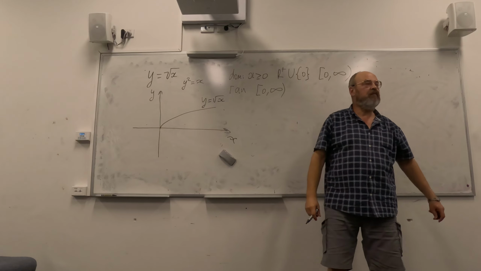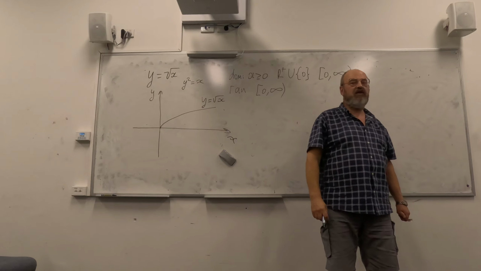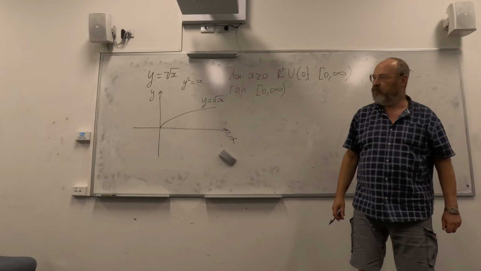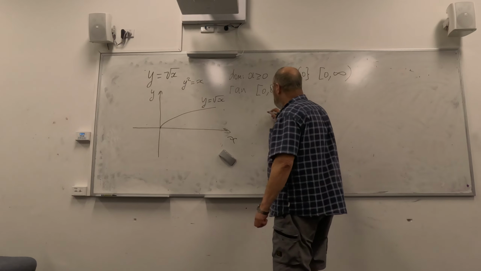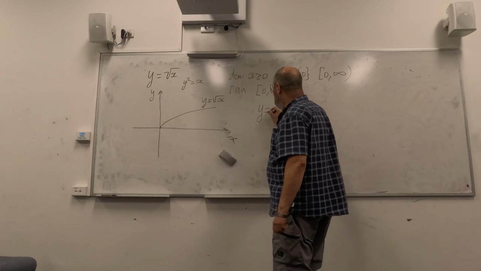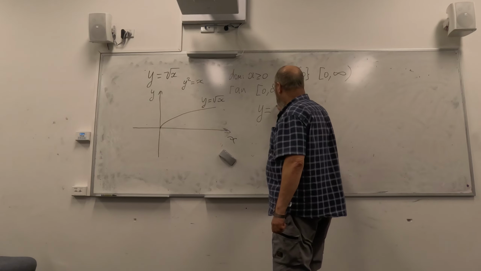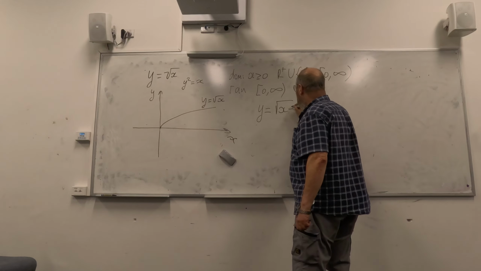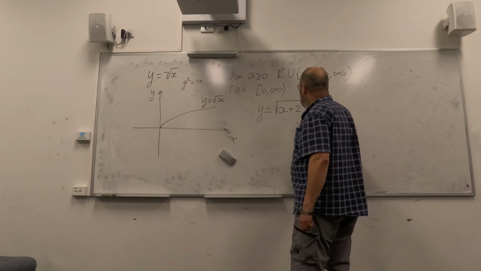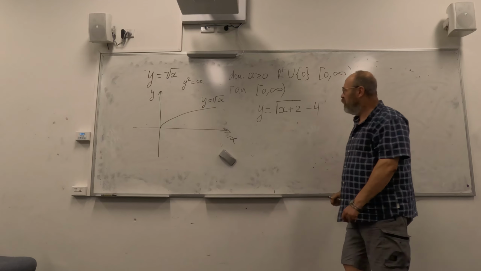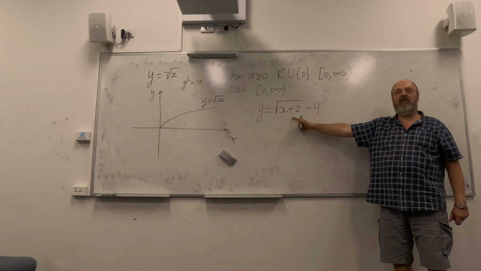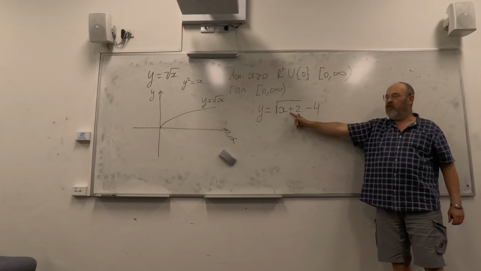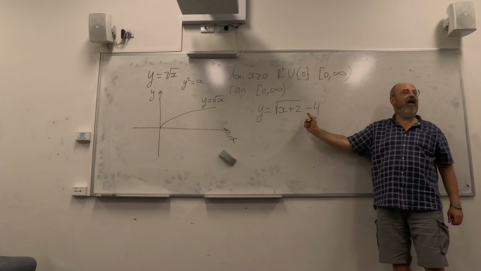Now, let's do some transformations. First, translations. If we want to sketch the graph y equals square root of x plus 2, minus 4, what will this do to the square root? It will put it down 4, and the 2 will go to the left. So this one will go to the left 2 and down 4.